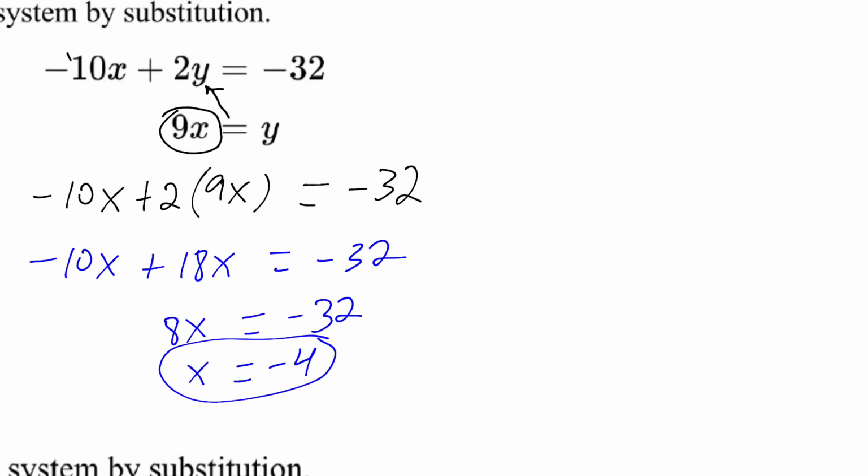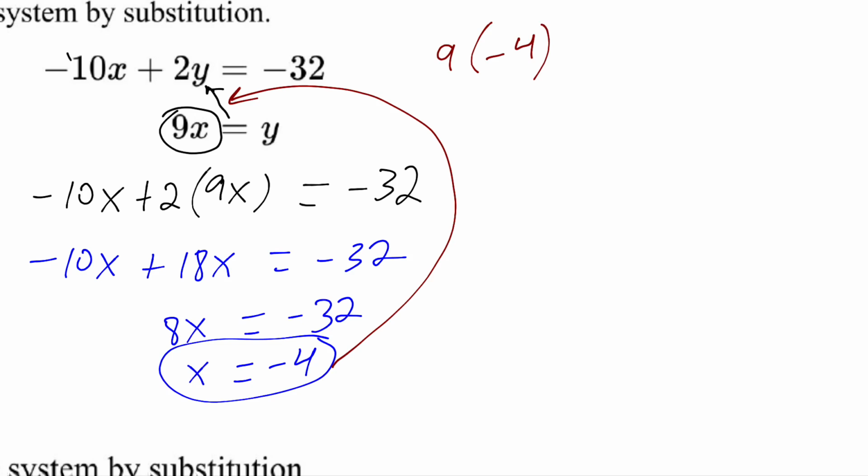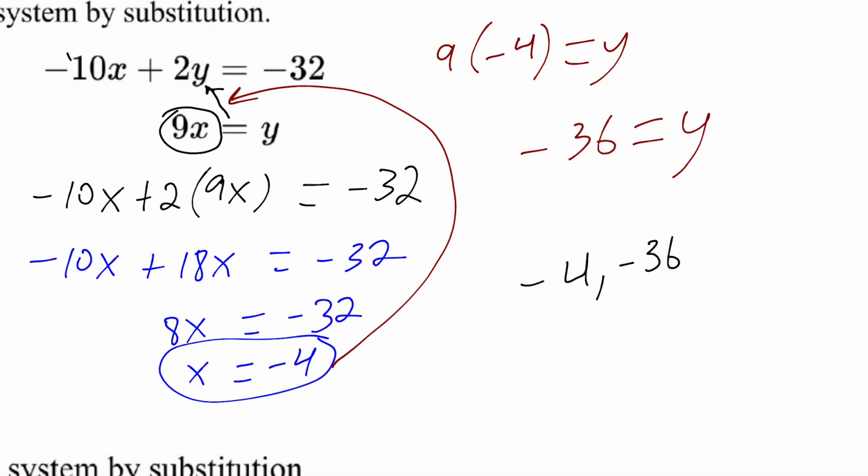To find the answer, I'm going to plug this in to one of my original equations. I'm going to choose the bottom one. 9 times negative 4, because that's 9 times x, is equal to y. Negative 36 is equal to y. My final answer here I can record as negative 4 comma negative 36. This is the coordinate where the two lines cross.